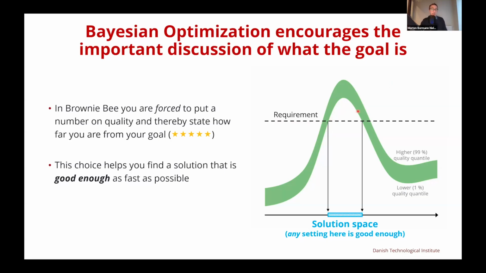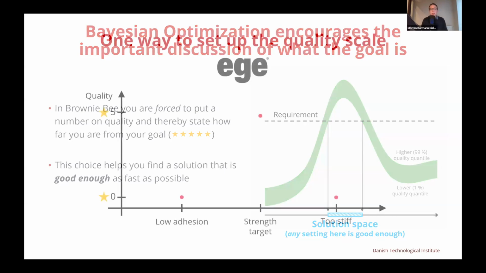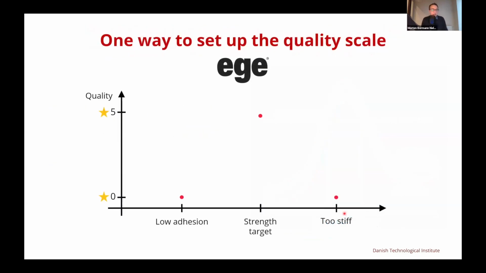So when you're optimizing in an industrial setting and improving some quality metric, you just need to find any setting where the lower limit on quality is above what's being asked for, and then stop as fast as possible. There are many ways of setting up quality scales, but I'll give you a concrete example from one of the companies that I've worked with.